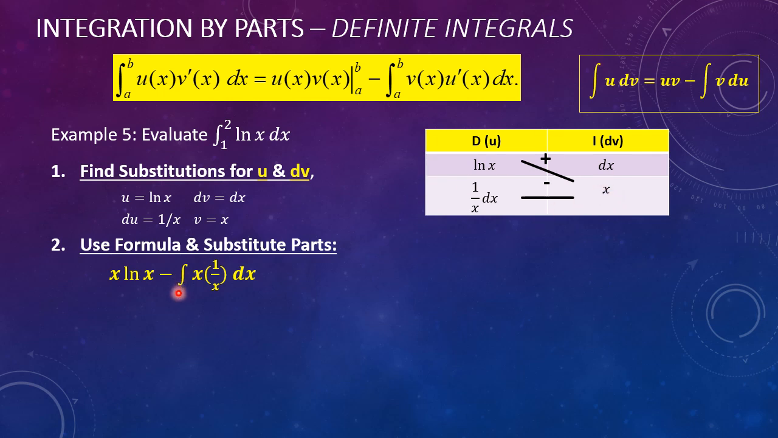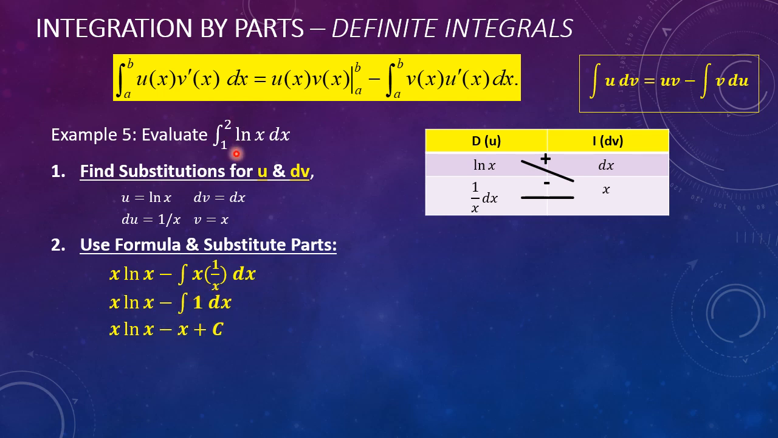Okay, wash, rinse, repeat that we did. So if I simplify the integral here, x times 1 over x is just 1, and the integral of 1 is simply x. And so I get the integral of log of x dx is simply equal to x log x minus x plus c.